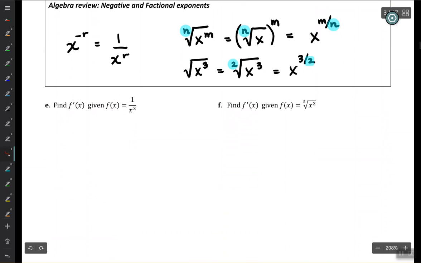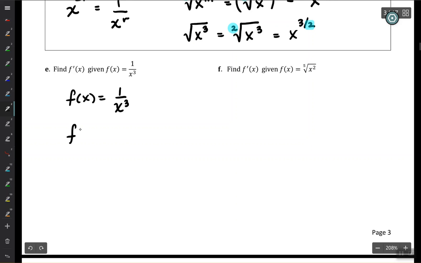Okay? So find f prime, find the derivative, given that f of x is 1 over x cubed. So here I'm not doing any calculus. I'm going to write 1 over x cubed as x to the minus 3 power. And now I'm doing the calculus using power rule. The derivative is just going to be minus 3 times x to the minus 3 minus 1 power, which is x to the minus 4 power.